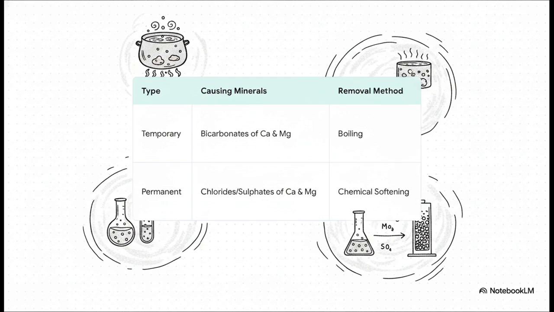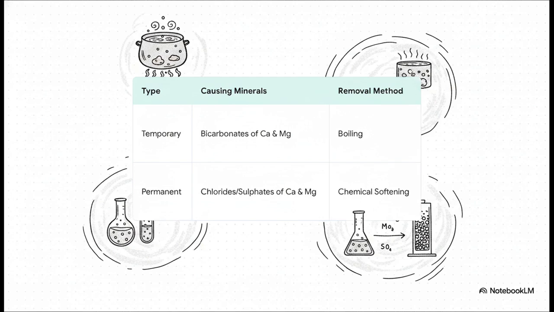The first type is temporary hardness. This is caused by the bicarbonates of calcium and magnesium. And the beautiful thing about temporary hardness is that it's super easy to defeat. You just boil the water. The heat breaks down the bicarbonates into insoluble carbonates that simply settle right at the bottom of your pot.